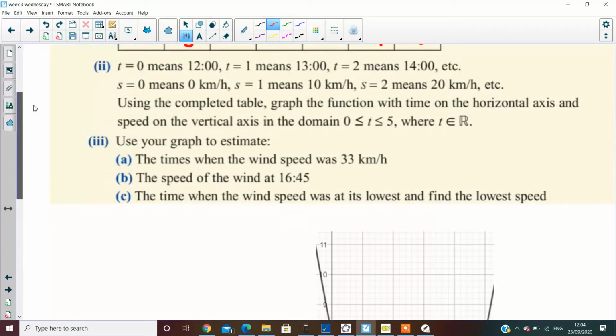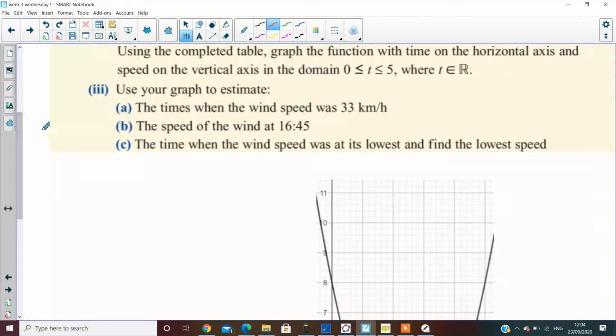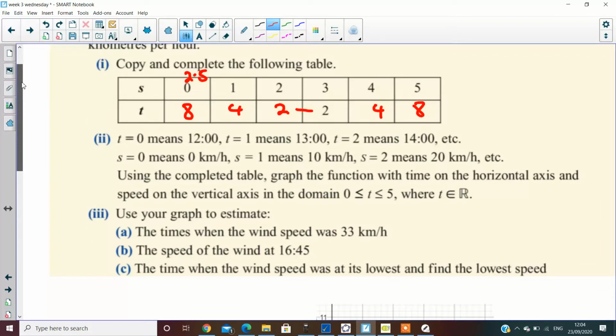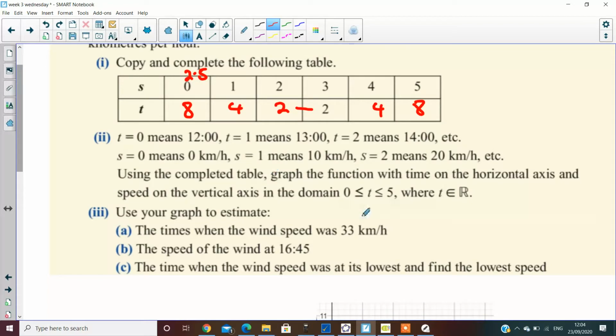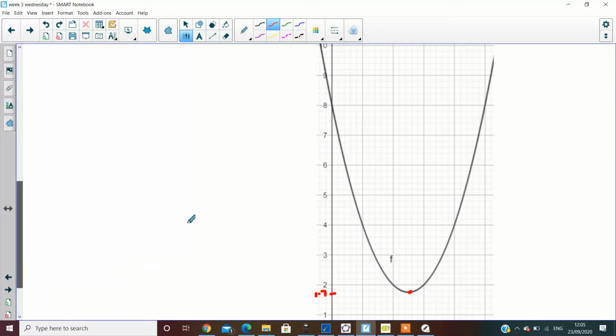Now, use your graph to estimate the times when the wind speed was 33. Now, what does it say about the graph again? Oh, that's difficult. 33 kilometers an hour would mean what, guys? Divide 33 by 10 and what do you get? It has to be where it equals 3.3. Now, where does it equal 3.3? I'm going to draw a line going across from 3.3. So 3.3 is about here. Draw the line going straight across.